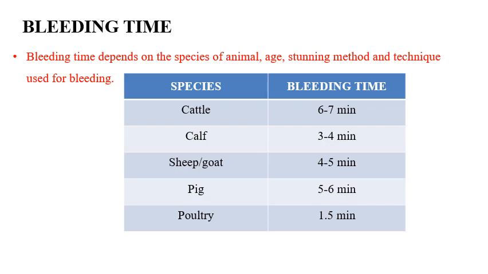In case of cattle, it is about 6 to 7 minutes. In case of calf, 3 to 4 minutes. Sheep and goat, 4 to 5 minutes. Pig, 5 to 6 minutes. And poultry, 1.5 minutes.